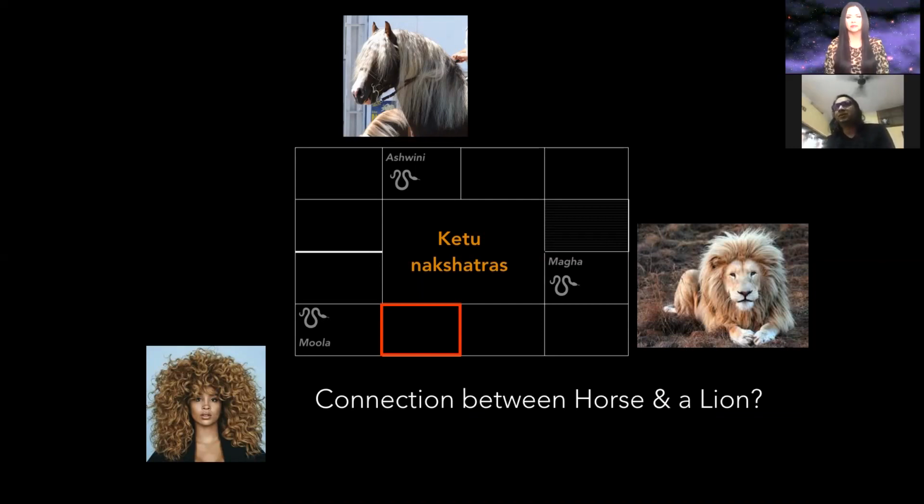Now the question here is, what is the connection between the horse and the lion? What do you think could be the connection? The clue is the picture. Leadership, strength, power, Shakti. All that is true, very good points. Now, the easiest link between the horse and the lion is its mane, because the horse has a mane, the lion has a mane.